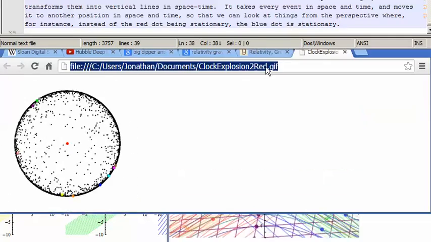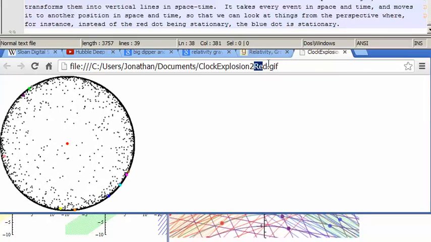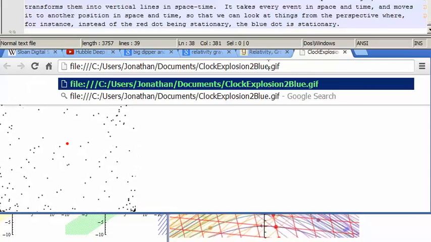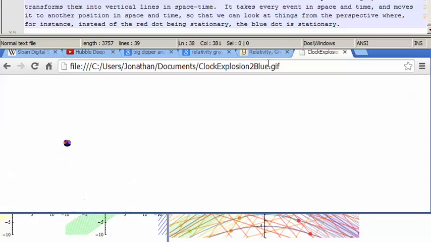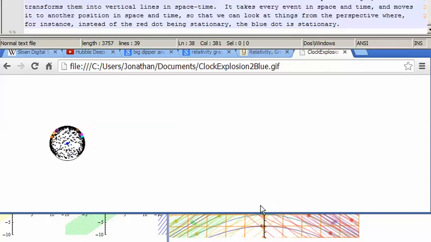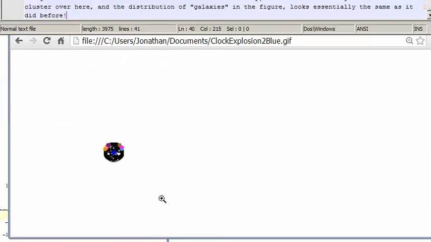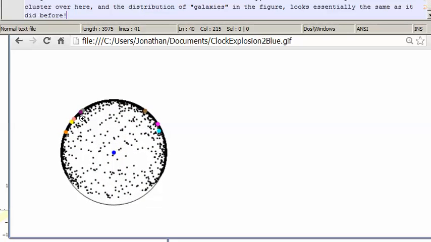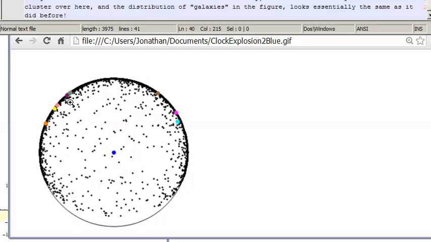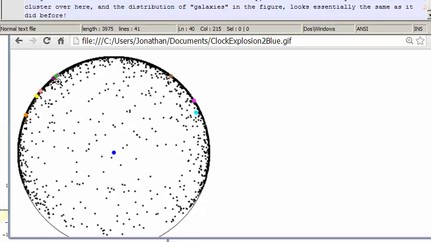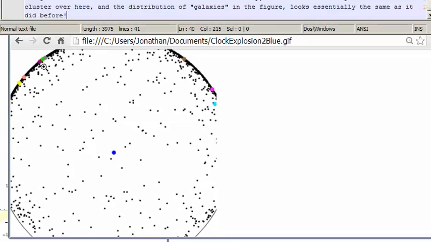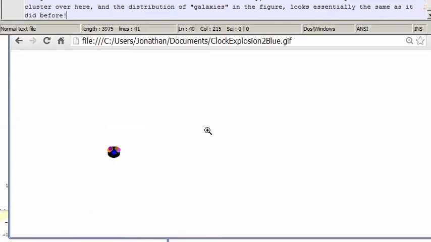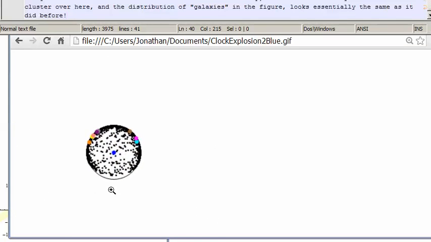So I actually have had that done already so that I can look at what it looks like from the blue perspective just by typing that in. Now you can see that the blue dot is at the center of the map. The red dot is just barely visible behind this cluster of galaxies over here. There it is. And the distribution of galaxies in the figure looks essentially as it did before.